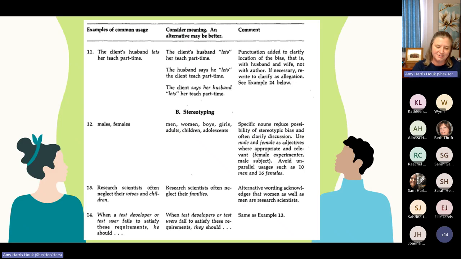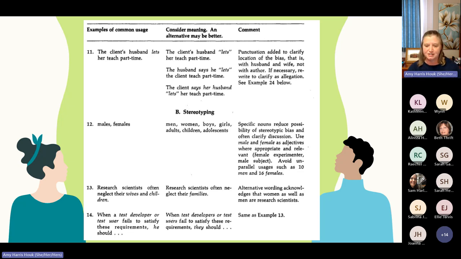Also, again, I was talking to some friends yesterday in counseling, and we were having a good laugh about the previous usage of the client's husband lets her teach part-time, and some ways that we might restate that to be less sexist, again in 1977. I also personally really appreciated number 13 there, which is research scientists neglecting their wives and children being changed into neglect their families.